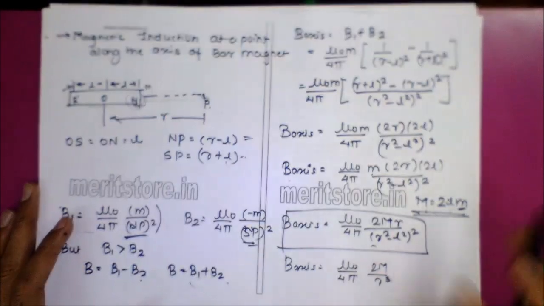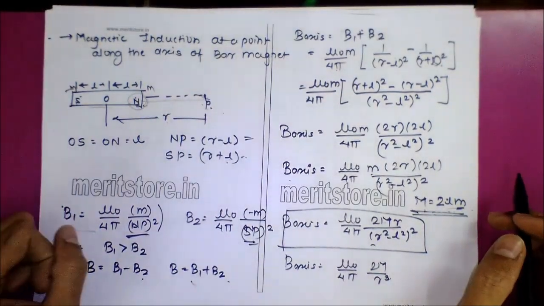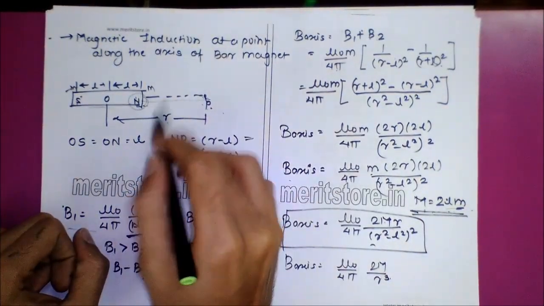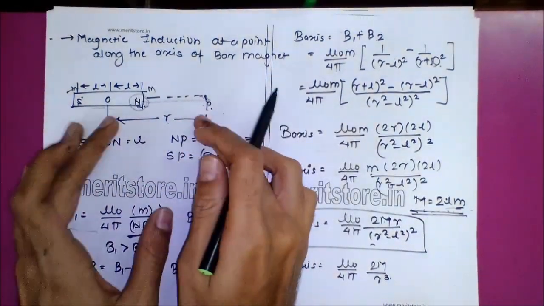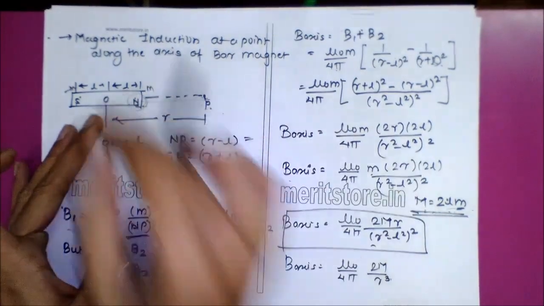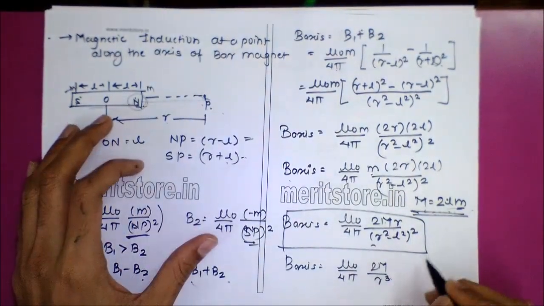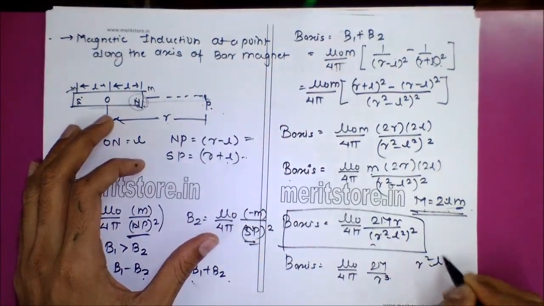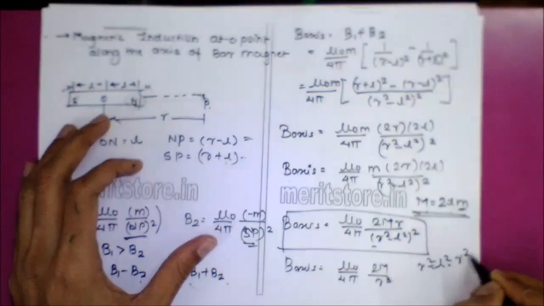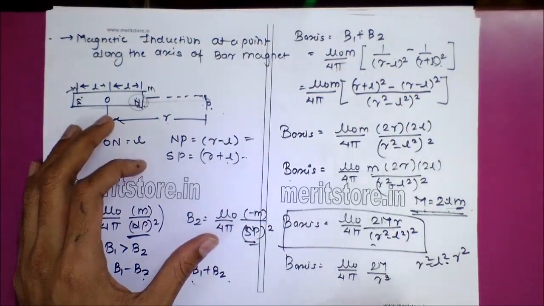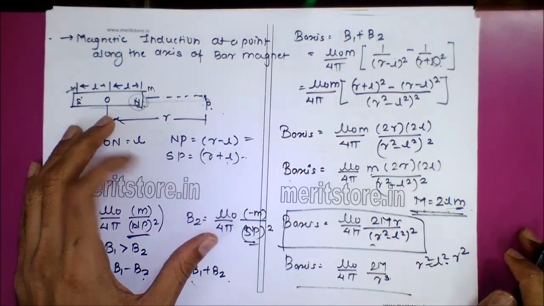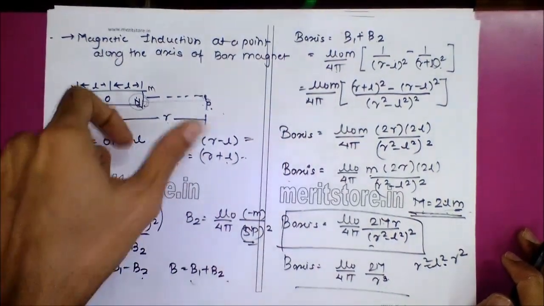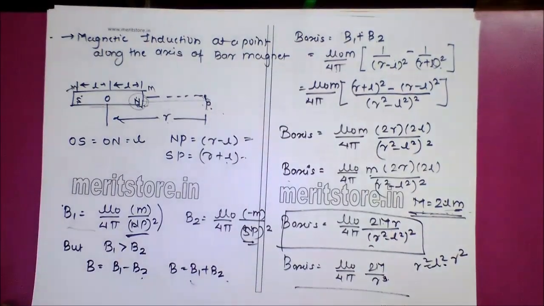For a short magnetic dipole, that is if r is very much greater than L, then we can take r square minus L square, the entire term, to be equal to r square. After substituting we get mu naught upon 4 pi, 2M upon r cube. That is for a short dipole if the distance is much greater than the dipole length.